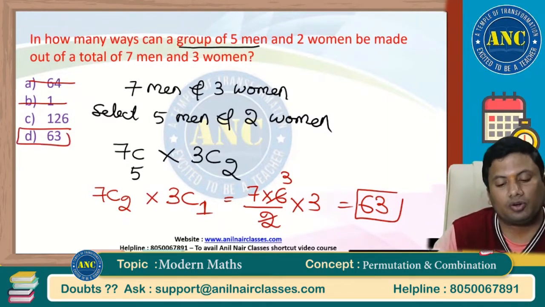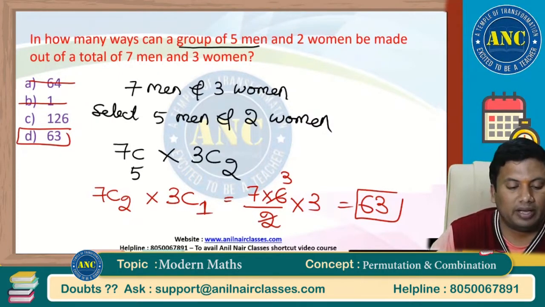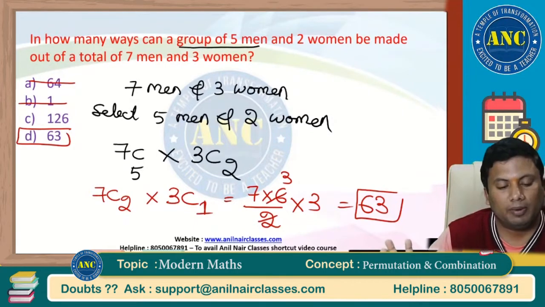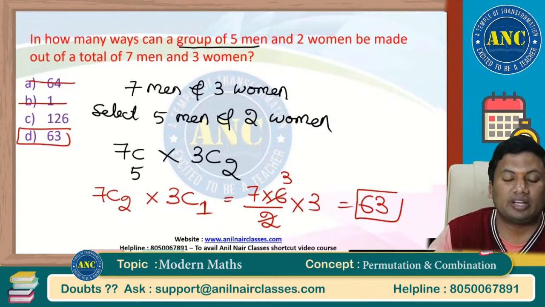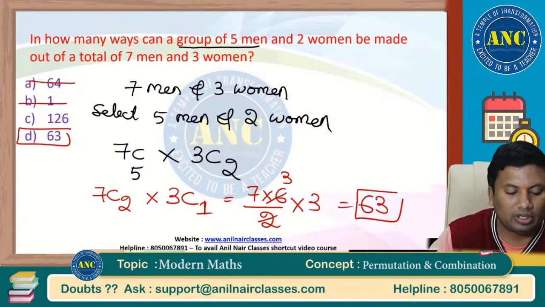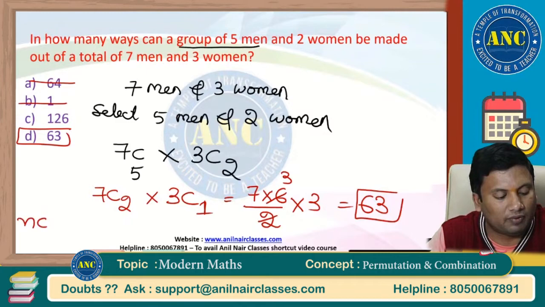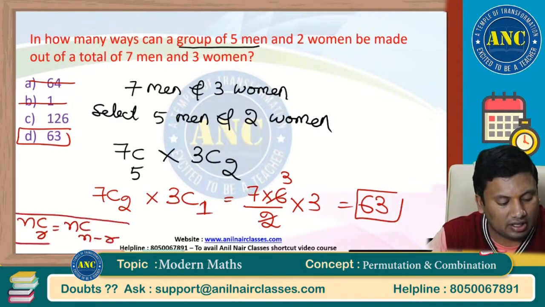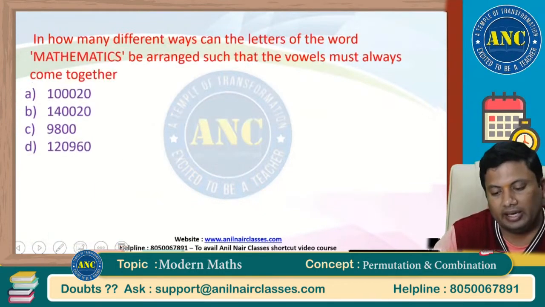Just by looking at the question itself, the answer is divisible by 7 and divisible by 3. 64 is not divisible by 7, and 1 is not divisible by 7. These ideas should come into your mind so that you can save a lot of time. Out of 7, selecting 5 is nothing but rejecting 2. Out of 3, selecting 2 is nothing but rejecting 1. nCr is nothing but nC(n minus r). I hope the idea is clear.